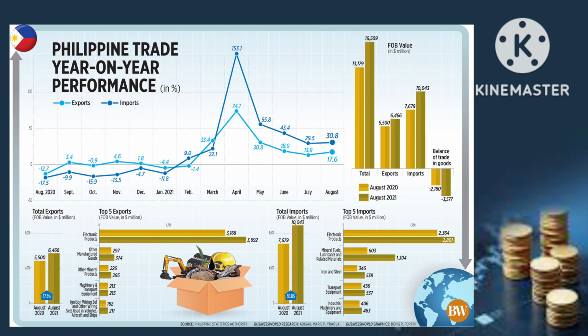In evaluating the free on-board value in millions between 2 years, the trade with the highest percentage in exports is the trading of electronic products, manufactured goods, mineral products, and so on. On the other hand, in trading through importing from 2020 up to July 2021, the increased amount of value is in electronic products again, mineral fuel, and transport equipment.